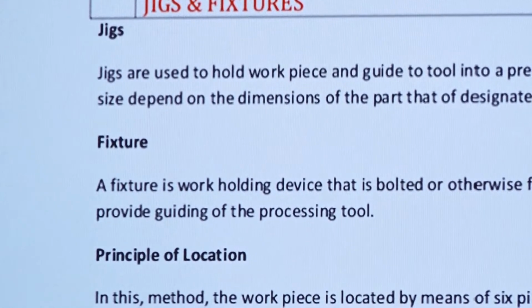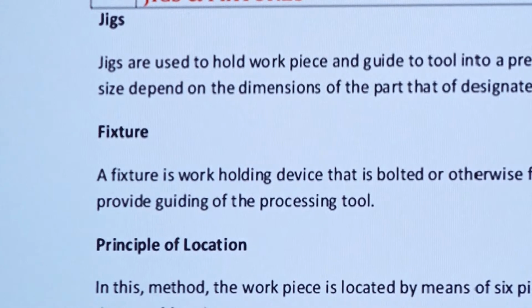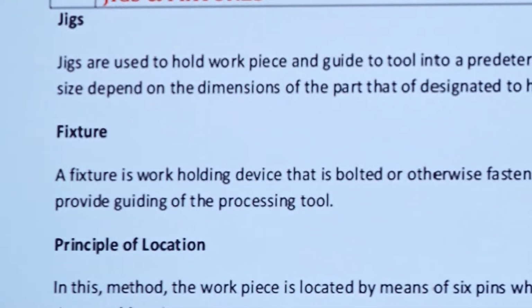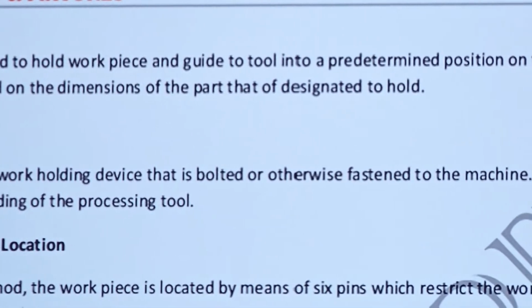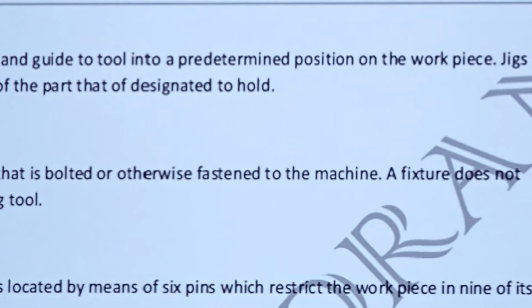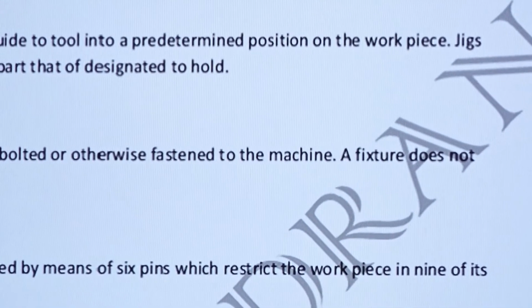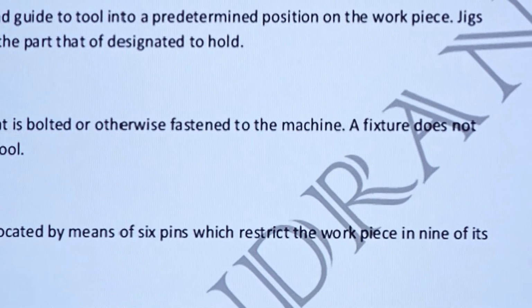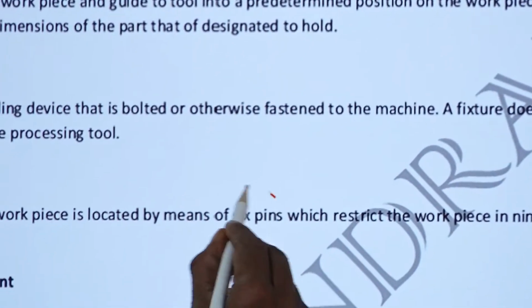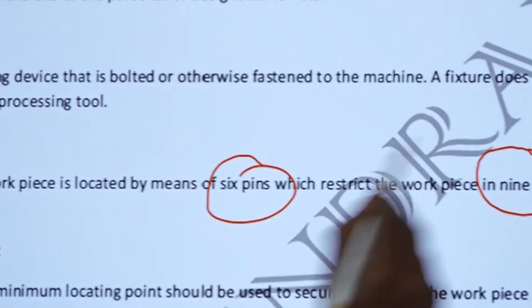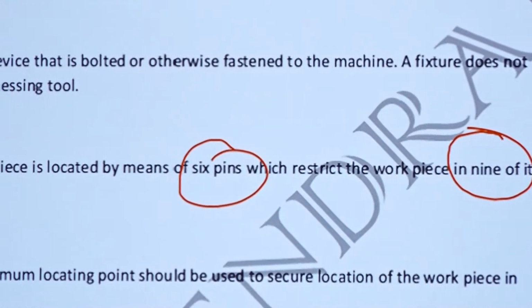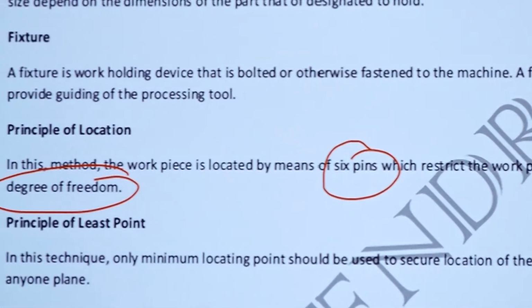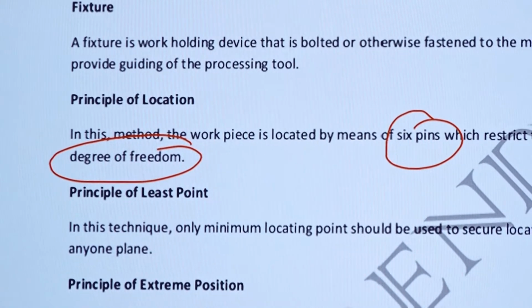Now we have the principle of location. In the principle of location, the workpiece is located by 6 pins. With the help of these 6 pins, the workpiece is located, which restricts the 9 degrees of freedom. So in the principle of location, the 6 pins restrict the degrees of freedom.